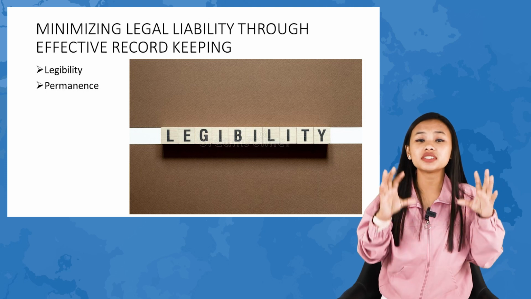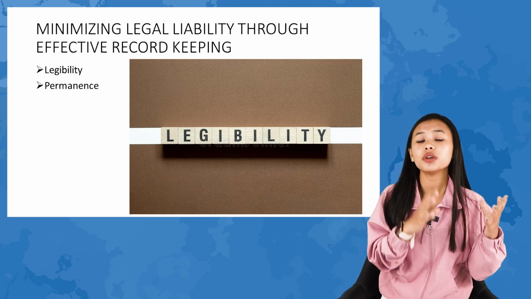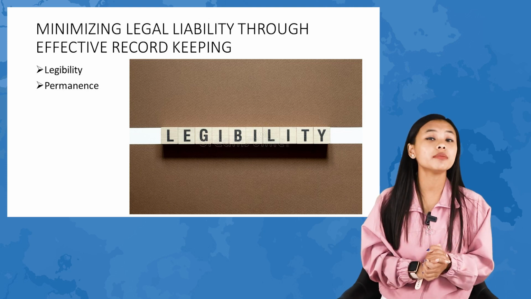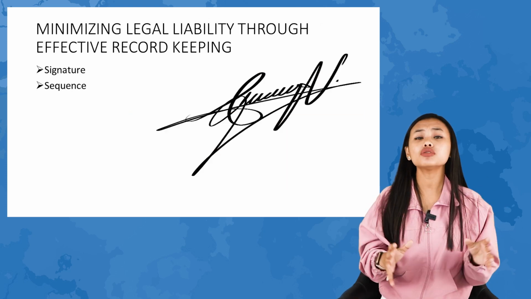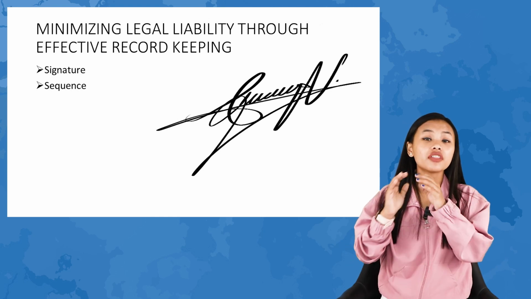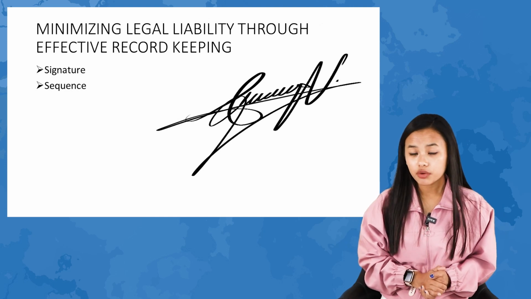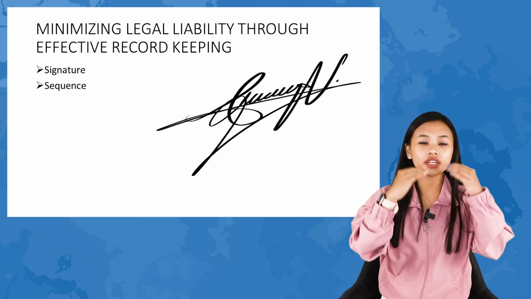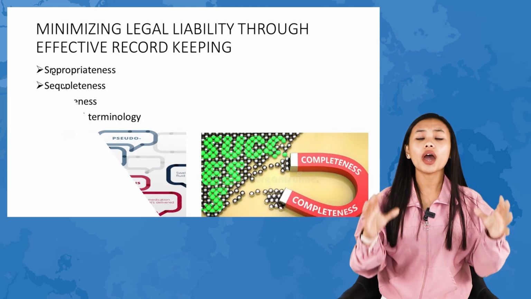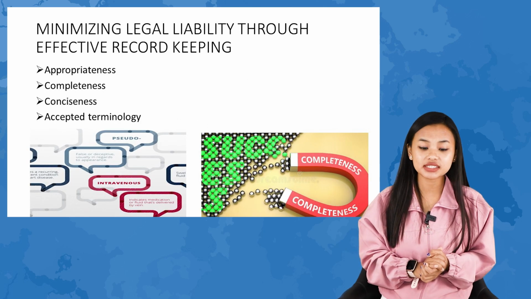It must be able to be read by the other members as well. And also, since this record will serve as a permanent one, we must handle it and keep it carefully. Whenever we record anything, we nurses must put our signature on it. We must also record in a sequential manner, and it should be appropriate, complete as well as concise.